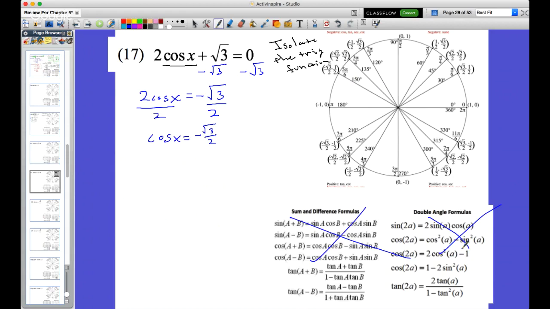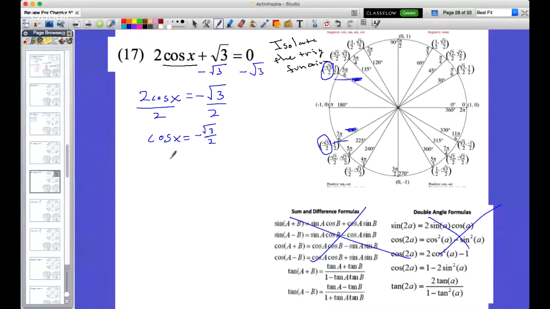So where's cosine of x? Where on the unit circle is it negative root 3? Meaning where on the unit circle is the x value negative root 3 over 2? And that will be located here and here. Now notice, we don't want the degrees, we want the radians.